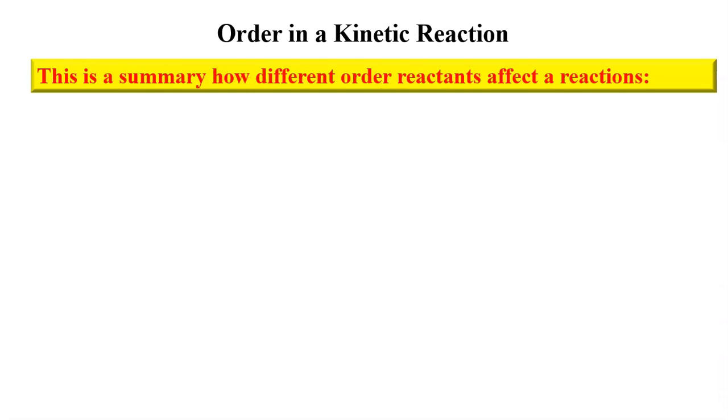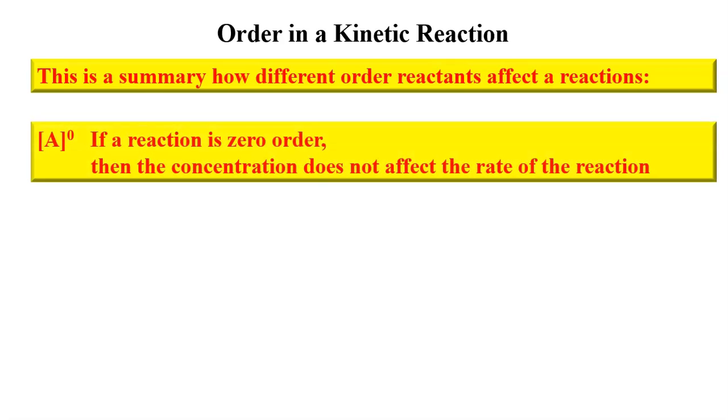Okay, so this is a summary of how different order reactants affect the reaction. Let's just invent some numbers. So A to the zero power: if the reaction is zero order, then the concentration does not affect the rate of the reaction. Think about it. No matter what number you put in there for A as your concentration, if you raise it to the zero power, you're always going to get the number one. Anything raised to the zero is one. So that means it doesn't matter what the number A is, that term is always going to be one. So that means that a zero order reactant does not affect the rate of reaction.